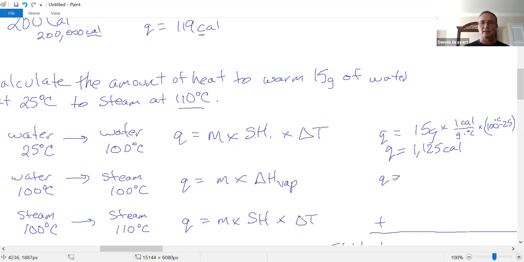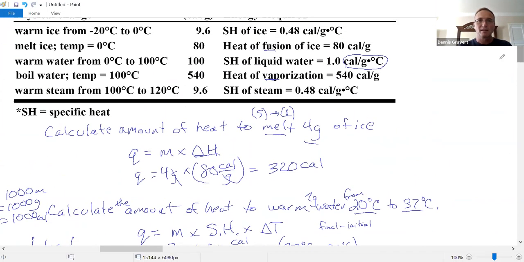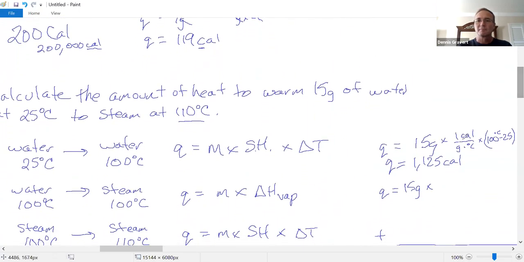What about this one? Now we have to boil the water, vaporize it. So the mass is still 15 grams and we're vaporizing it. The heat of vaporization for water is 540 calories per gram. Sorry, I was thinking molar mass. Go back and look, it's actually calories per gram, because the grams have to cancel out. 15 times 540, the heat for boiling these 15 grams, is 8,100. A lot of energy it takes to boil.